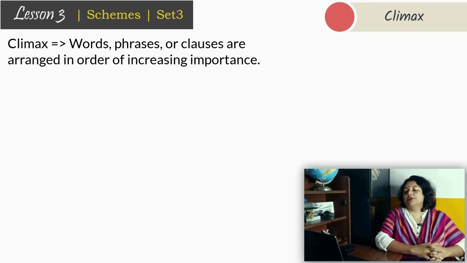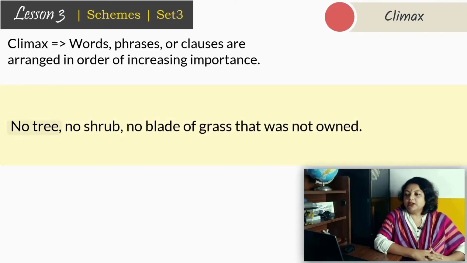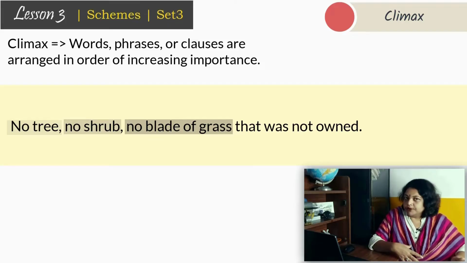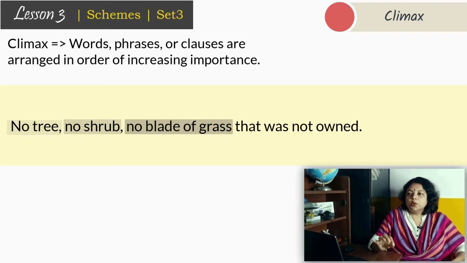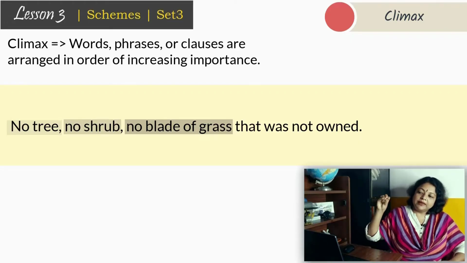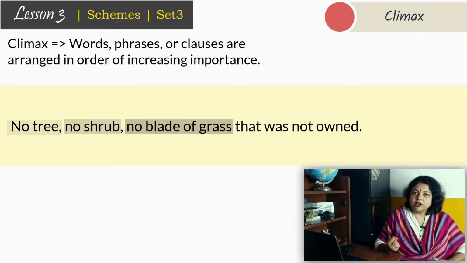Let me just give you one or two more examples. Look at this line: no tree, no shrub, no blade of grass that was not owned. Now, when you look at the expressions tree, shrub and blade of grass, you will ask me that a tree is bigger than a shrub is bigger than a blade of grass. So they are not arranged according to their increasing size or anything, no. But look at the sentence. No tree, no shrub, no blade of grass that was not owned. It means that in this case, owning a blade of grass is a stronger power of possession than owning a tree.